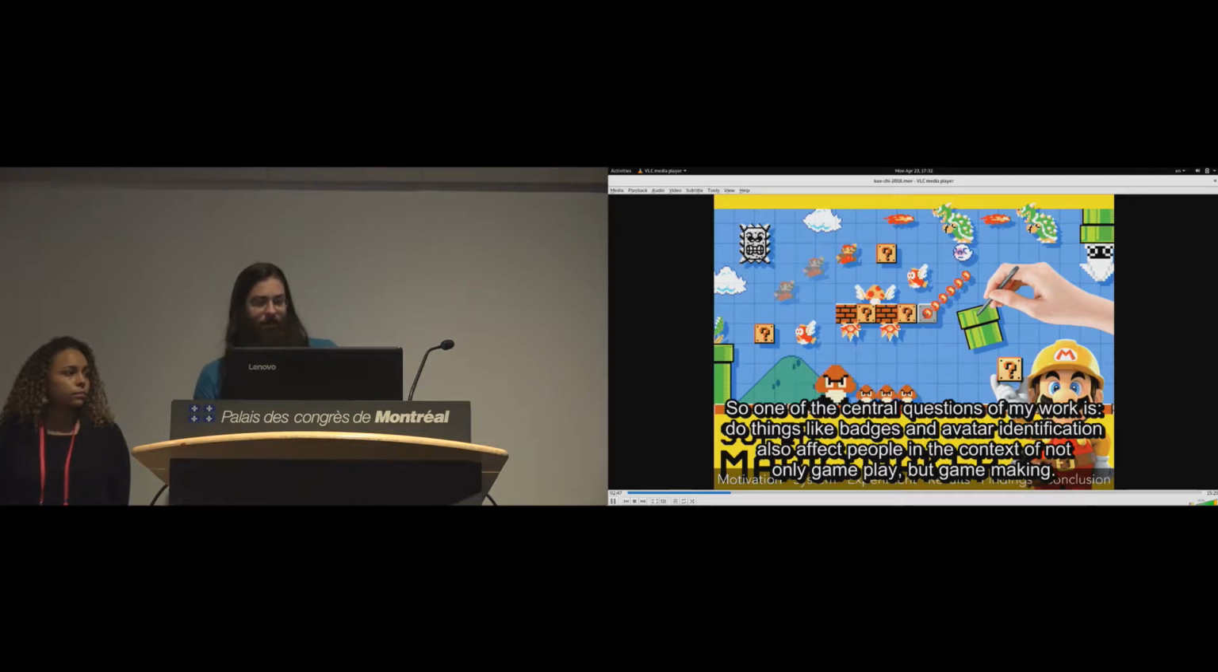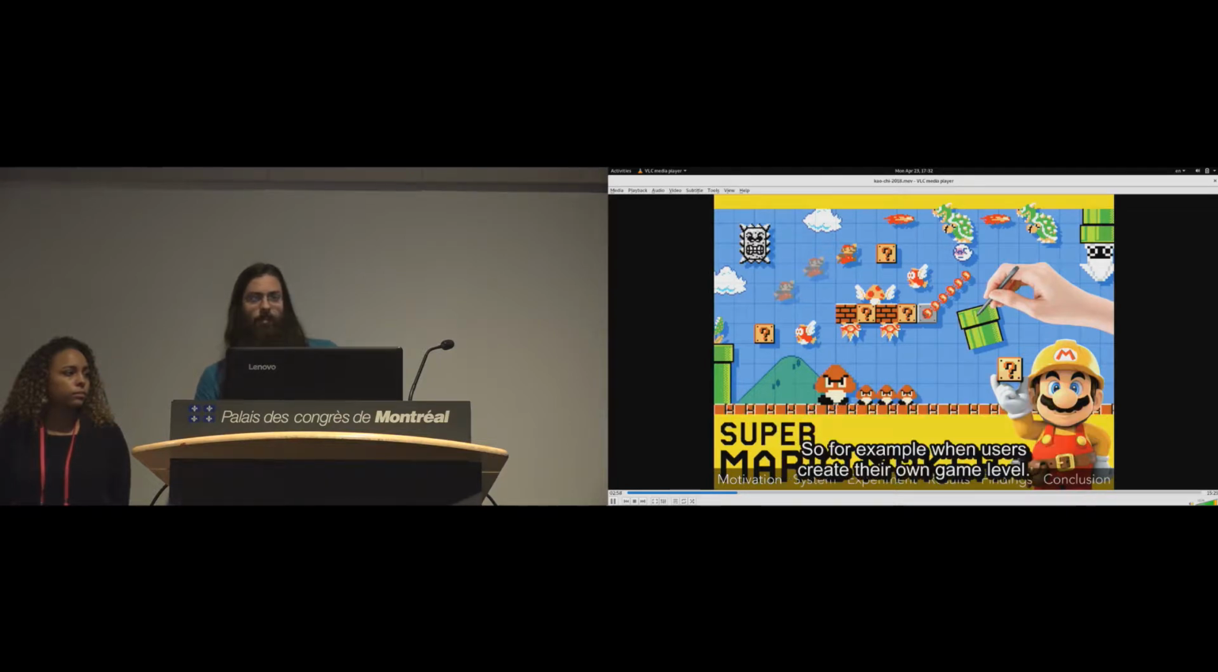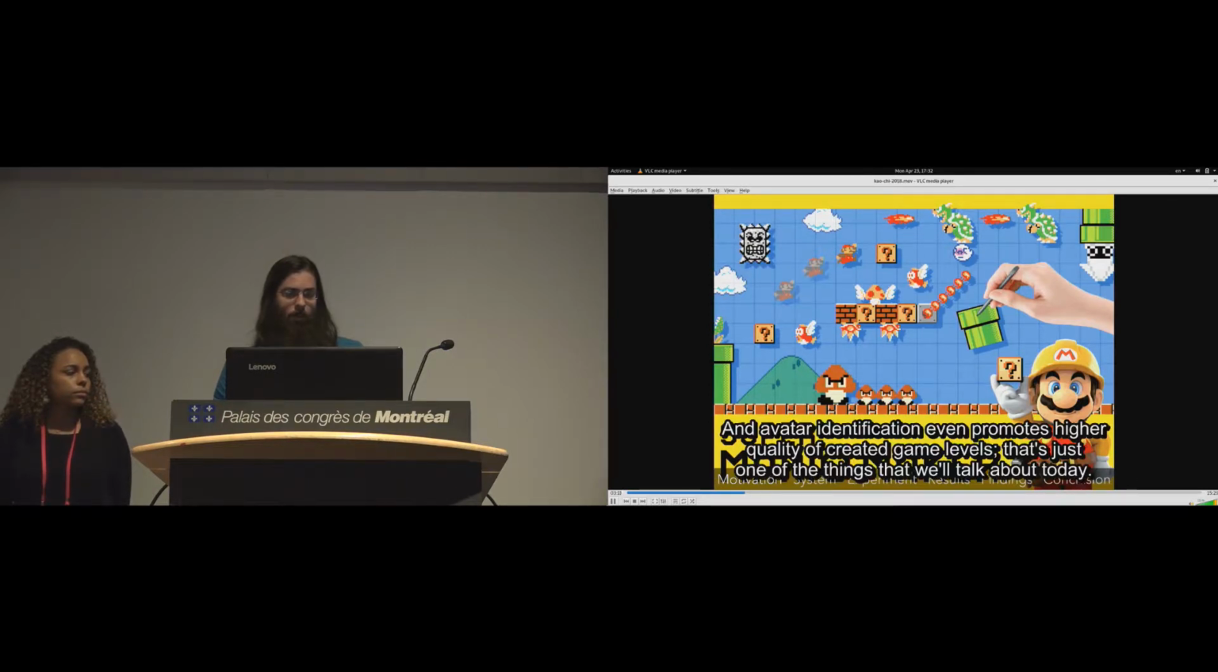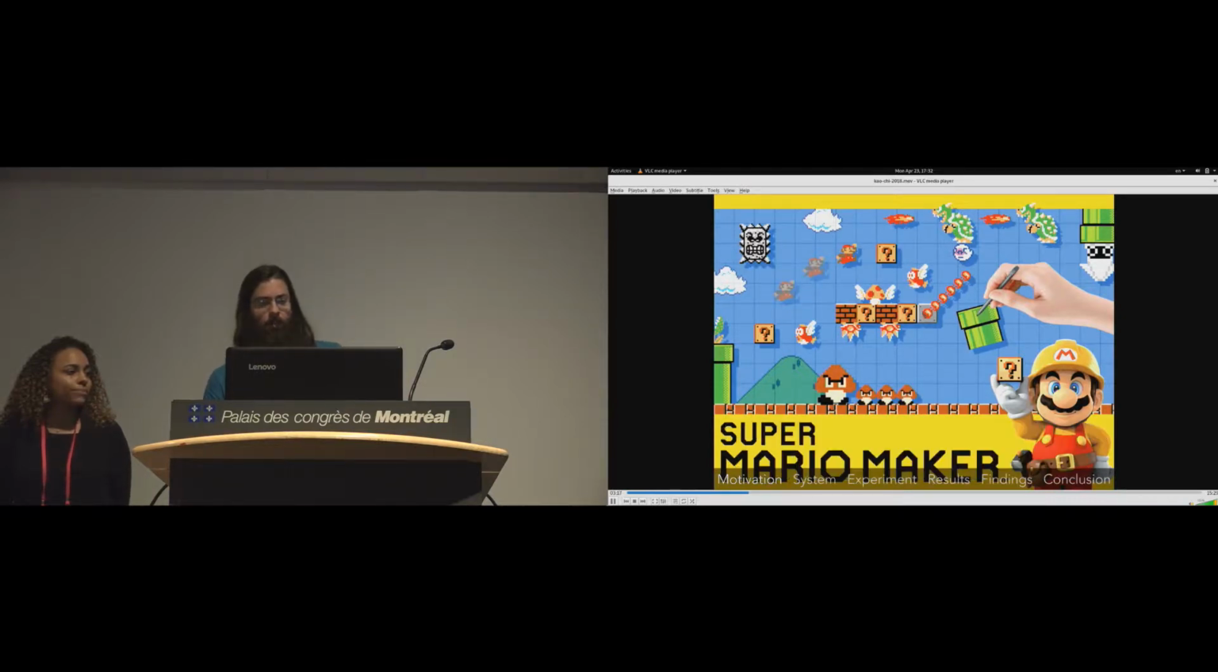So one of the central questions of my work is, do things like badges and avatar identification also affect people in the context of not only game play, but game making? So for example, when users create their own game level. And the answer is that badges and avatar identification have significant effects on game making. And avatar identification even promotes higher quality of created game levels. That's just one of the things that we'll talk about today.